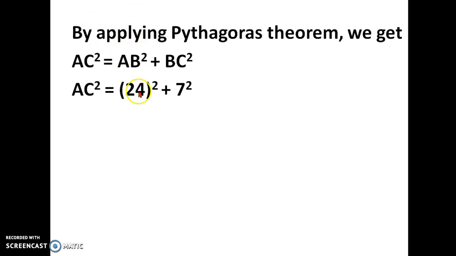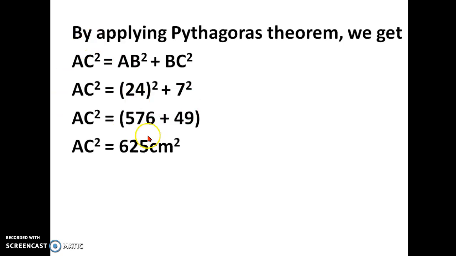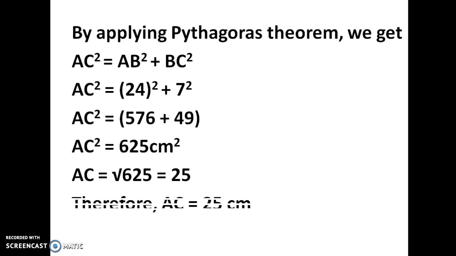What is AB? It is 24 centimeter. BC is 7 centimeter. So substitute those values. 24 square is 576 and 7 square is 49. Adding these together you will get 625. So we want AC, so we should take the square root of 625. The square root of 625 is 25. So the length of AC is 25 centimeter.